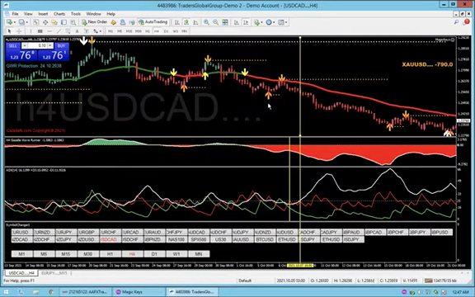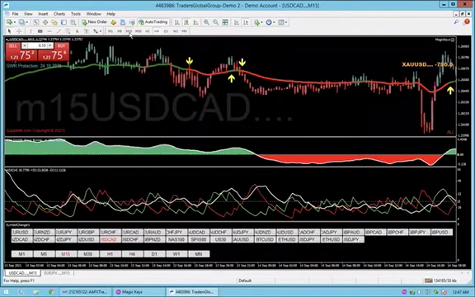Okay. So you said, well, I don't really want to get in on the 4 hour. I don't really feel comfortable. You can use this space here. See, when it's taking its time on the 4 hour, we know that something is going on on lower time frames already.